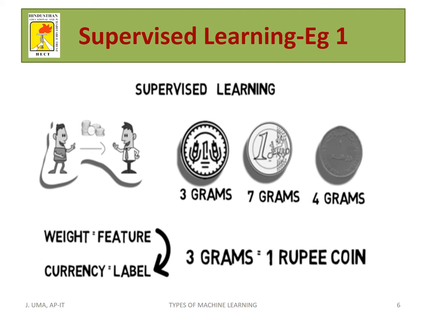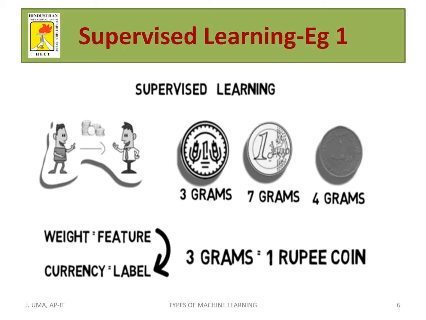Now you feed these features and labels to a machine. Thereby, the machine will associate the corresponding features and labels of the dataset. This is how a machine learning system is trained. For example, if a coin weighs 3 gram, it is a rupee coin. If it weighs 7 gram, it is a euro. If it weighs 4 gram, then it is a dirham. Now, the machine is well trained to categorize the type of coin.